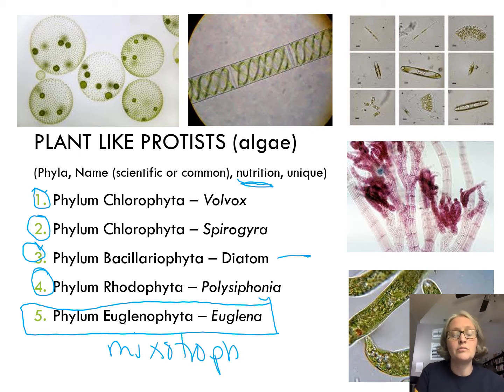Euglena has the ability to photosynthesize, so it's a plant-like protist, but it also has a mouth and it can eat you. So it's also acting as a heterotroph. And so Euglena is the only organism that we're going to look at in lab that turns out to be a mixotroph. So that's something unique to remember about Euglena.